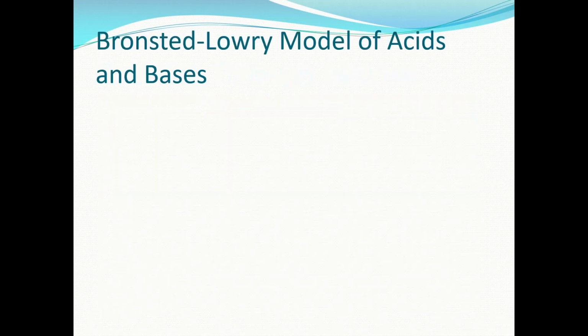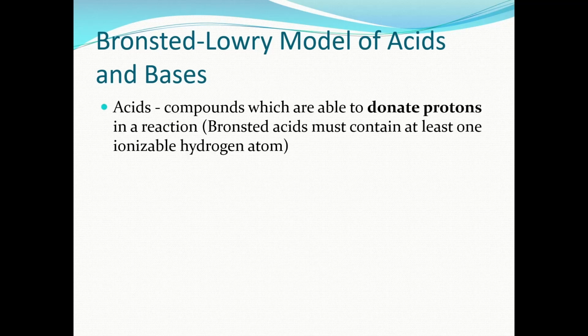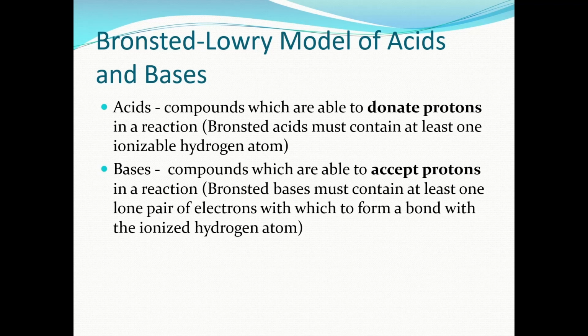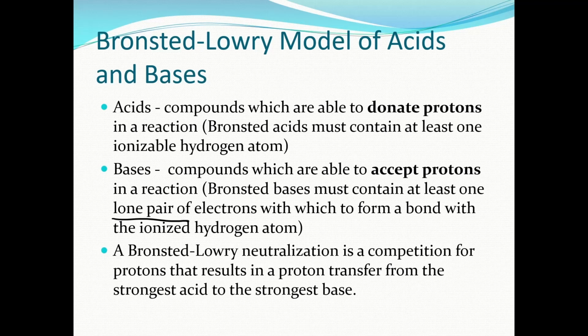The definition of an acid that we are going to use in Sign 30 is that acids are compounds which are able to donate protons. To be a Bronsted-Lowry acid, you have to have an ionizable hydrogen atom. A base is something that can accept protons, so hydrogen ions. To be a Bronsted-Lowry base, you must have a lone pair to which a bond can form with an atom. So you need that lone pair. We'll talk about those situations when we do some examples. A Bronsted-Lowry neutralization is just a competition for protons. It's a transfer from the strongest acid to the strongest base.